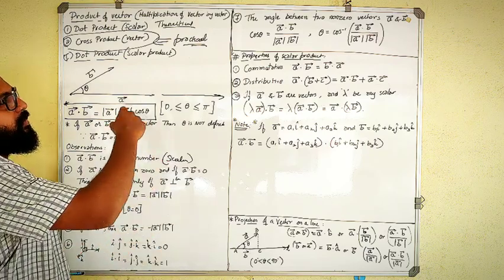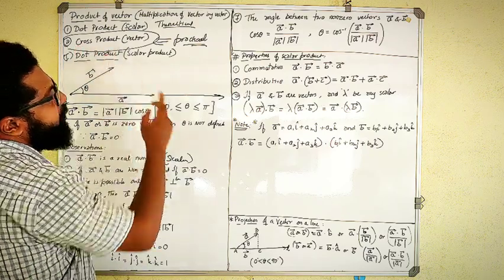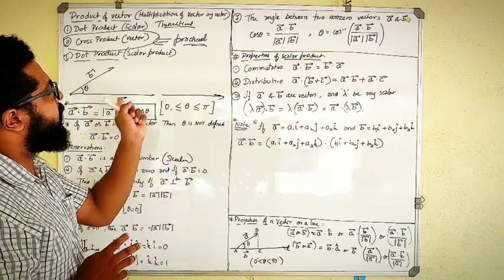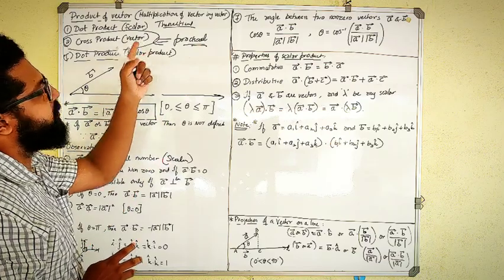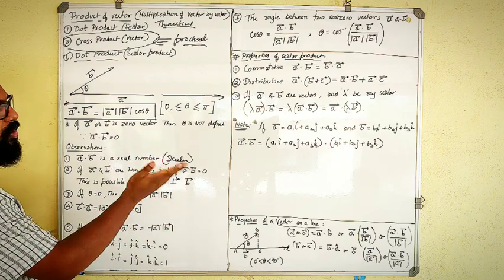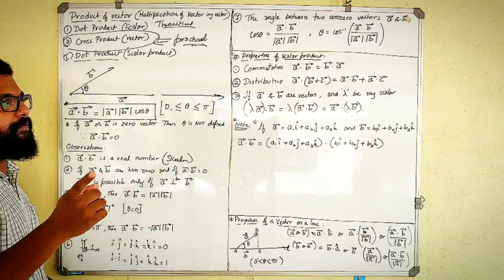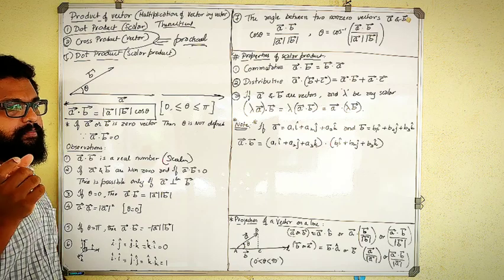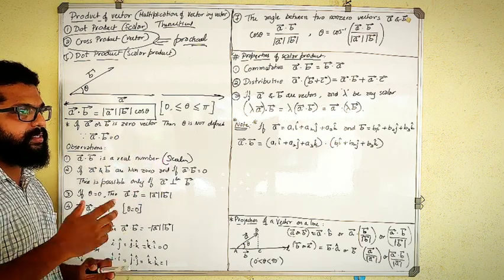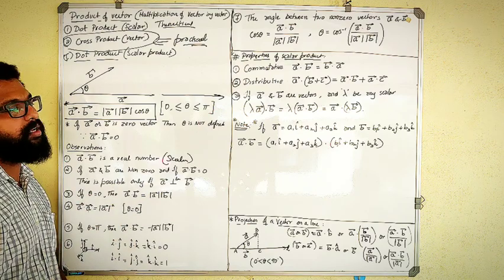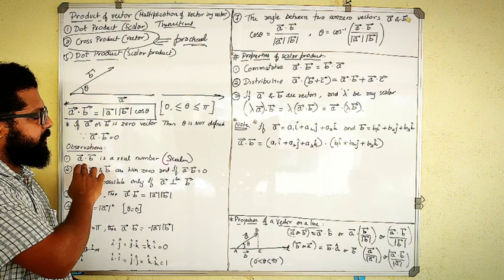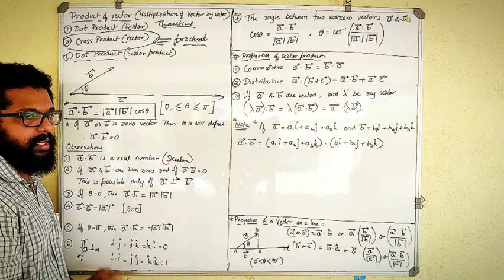Now I'll tell you about cross product. When you take A cross B, you get a vector answer. That's why it is called a vector product. You'll be learning more about it in detail, but I just wanted you all to differentiate between the two things. If I multiply two vectors and get a number, then it is a scalar product or dot product. If I get a vector, then it is a vector product or cross product. So the first observation is that A dot B is a real number or a scalar quantity.